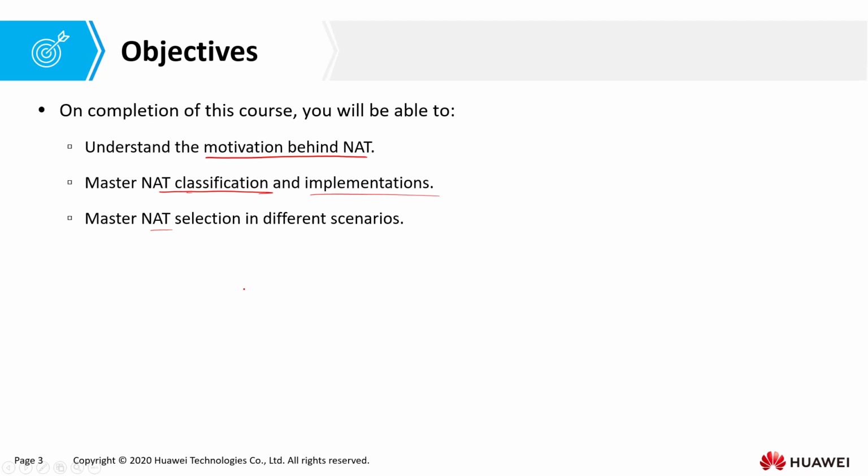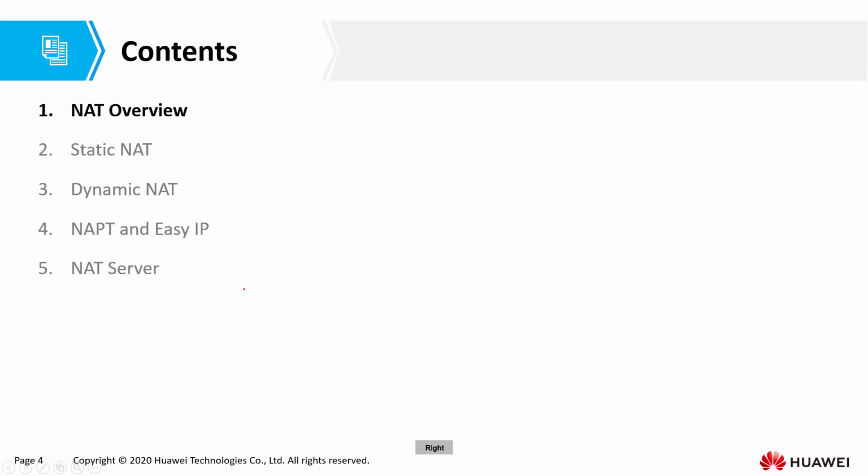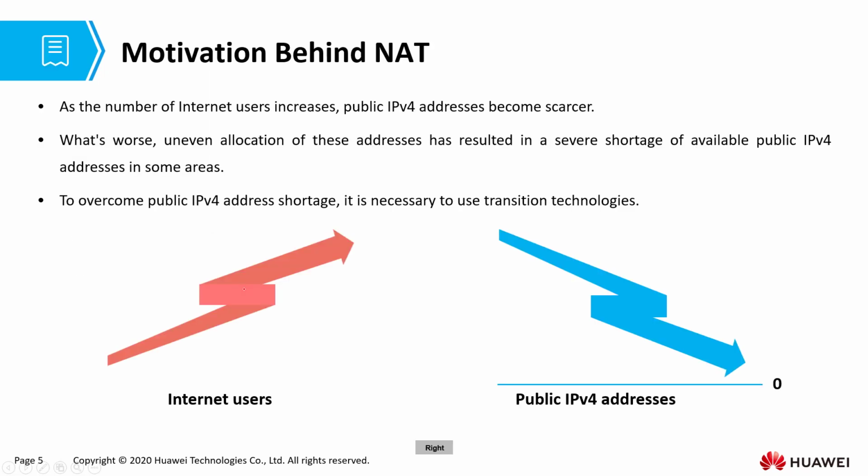In order to achieve these three objectives, we are going to break up the chapter into an overview, then static NAT, dynamic NAT, NAPT, and Easy IP, and finally we'll look at NAT server. Let us start with the overview, and first of all, the motivation behind NAT.